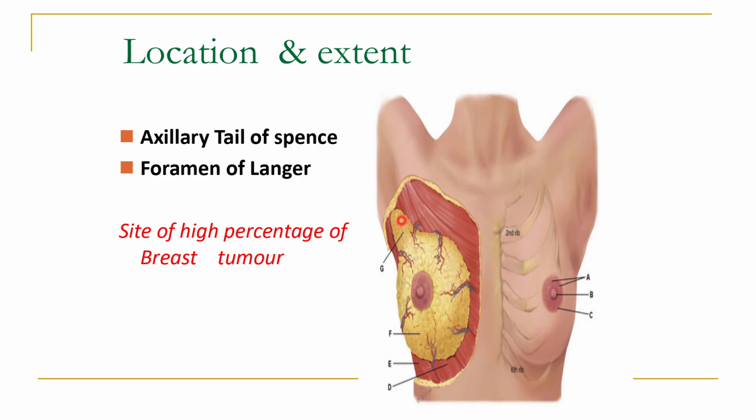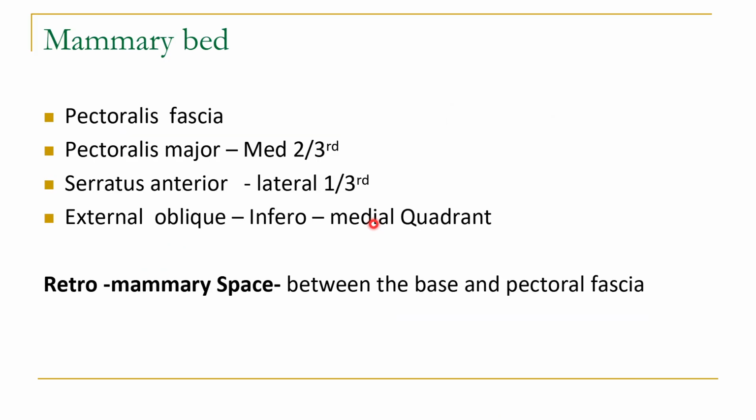A small part of the mammary gland extends superolaterally into the axilla and this is called the axillary tail of Spence. This part of the mammary gland pierces the deep fascia, and that foramen is called the foramen of Langer. It is the opening in the deep fascia through which the mammary gland, which is present in the superficial fascia, pierces the deep fascia and enters into the axilla. Now this is of clinical importance because this is the site for the highest percentage of breast tumors.